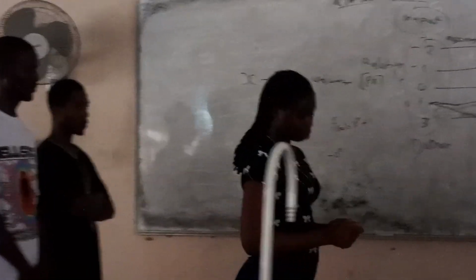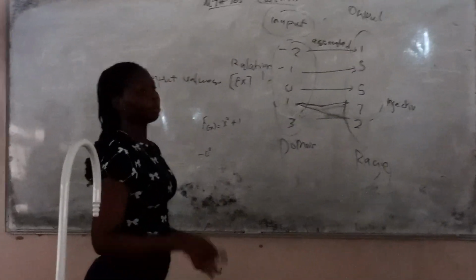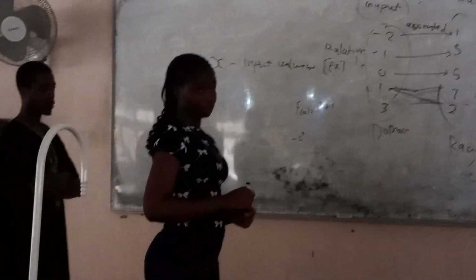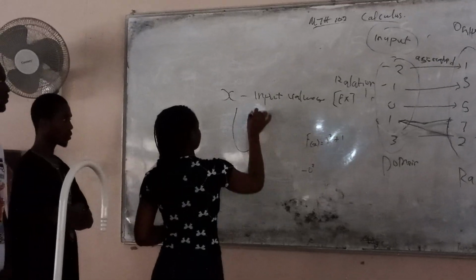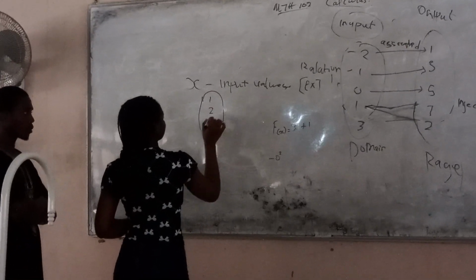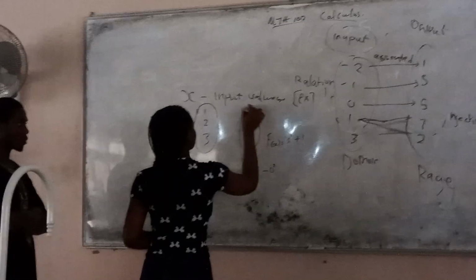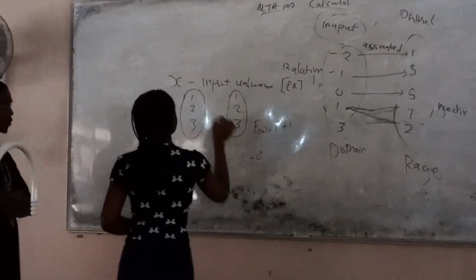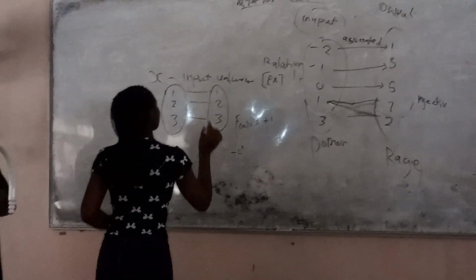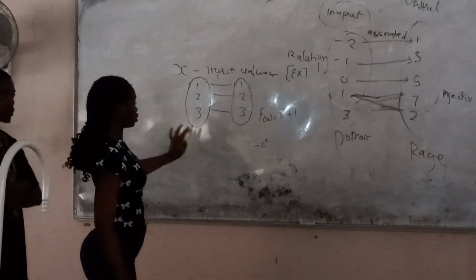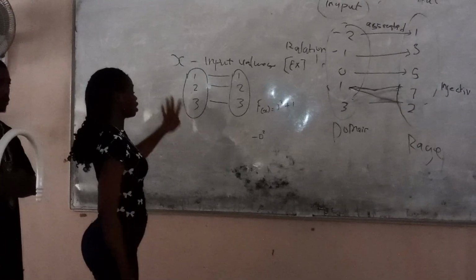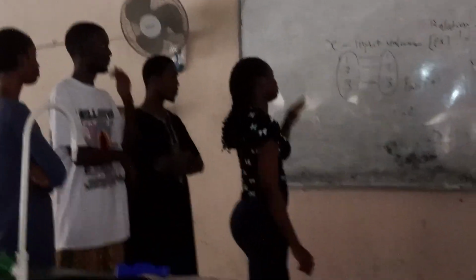From what we have learned so far, all domains must be mapped out once to be a function. For it to be a function, it must be mapped out once, and this is an injection. I mean injective. And this is injective.